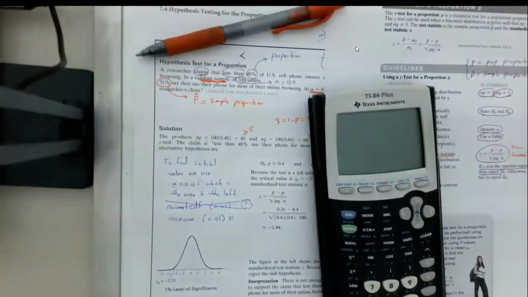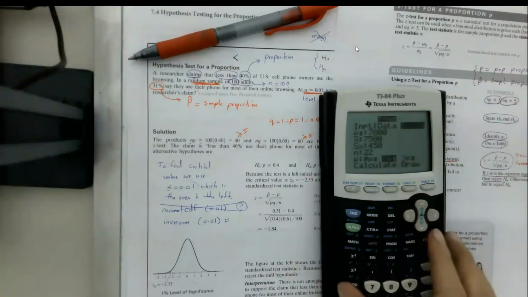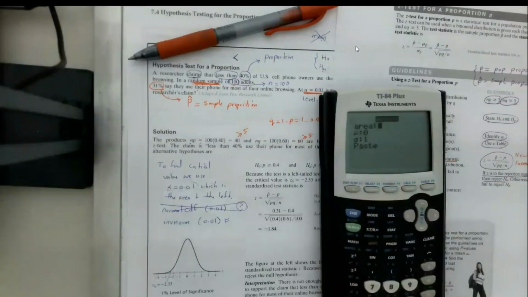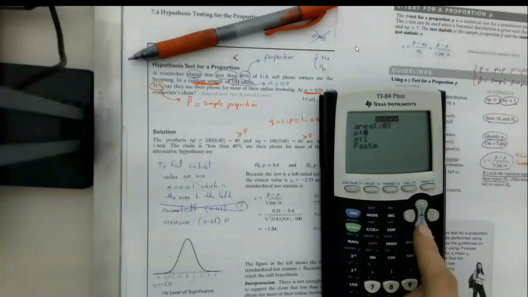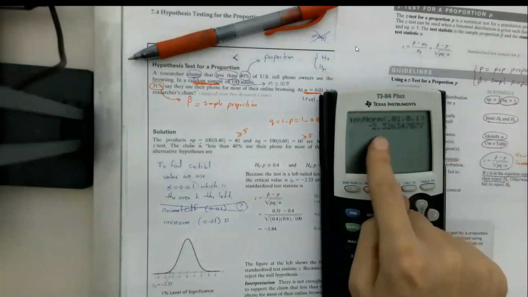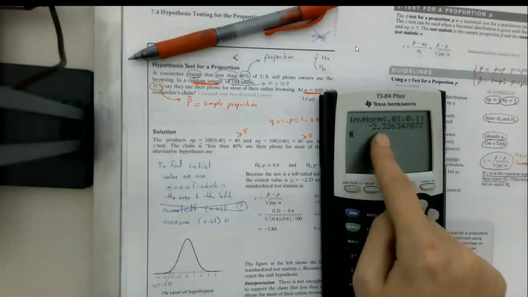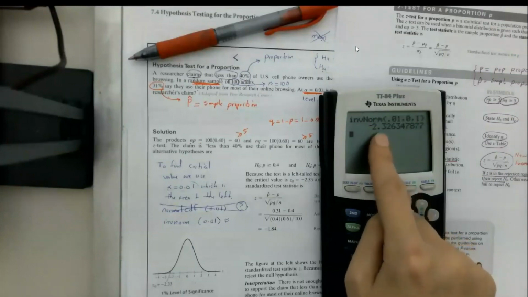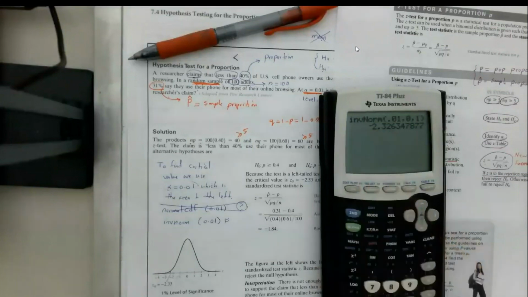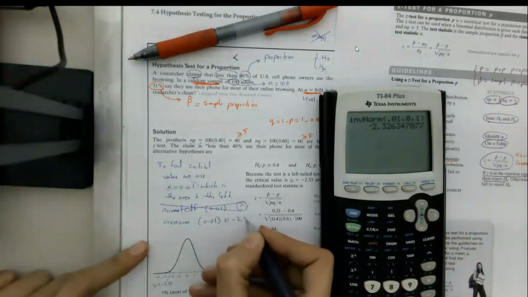Let's go to our calculator. We have the area. Turn on the calculator. Second, distribution, inverse norm. Area is 1%, mu is 0, standard deviation is 1. And we calculate that. We get negative 2 point something. You can round it to 2 or 3 decimal places, both are fine. Negative 2.33. This is my critical value.